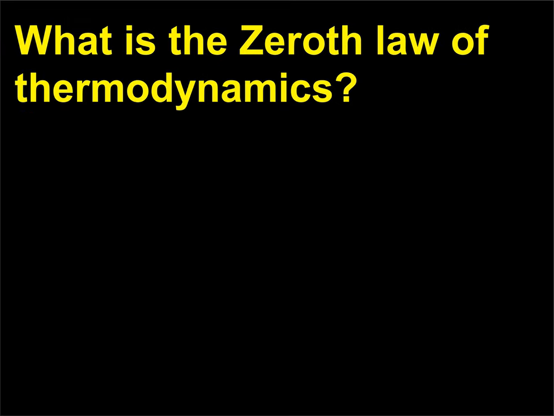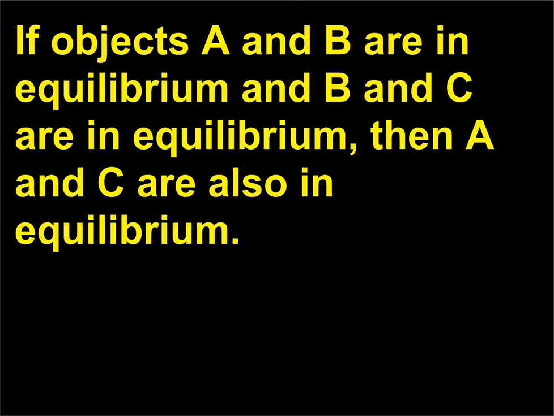What is the zeroth law of thermodynamics? If objects A and B are in equilibrium and B and C are in equilibrium, then A and C are also in equilibrium.